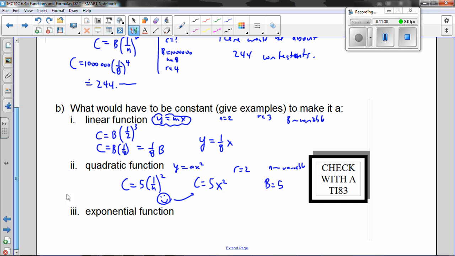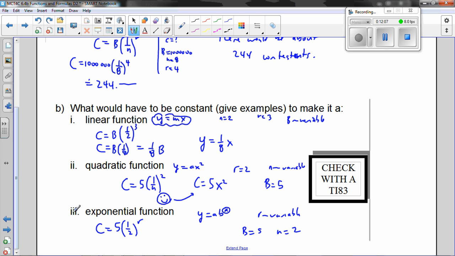What about an exponential function? Well, for an exponential function, we want the independent variable to be in the exponent. That's no problem. We've got an exponent with the value of R, so R will be the variable, and then we'll pick other stuff, just for fun. We could pick anything we wanted. B equals 5 and N equals 2. Then I'd have C equals 5, N equals 2, and then the exponent R.